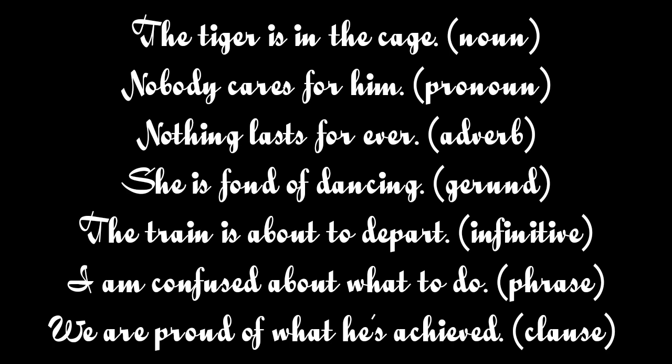A preposition also comes before a noun phrase. For example, I am confused about what to do. Here, what to do is a noun phrase before which the preposition about has come in the sentence. A preposition may also come before a noun clause. We are proud of what he has achieved. Here, what he has achieved is a subordinate noun clause before which the preposition of has come.